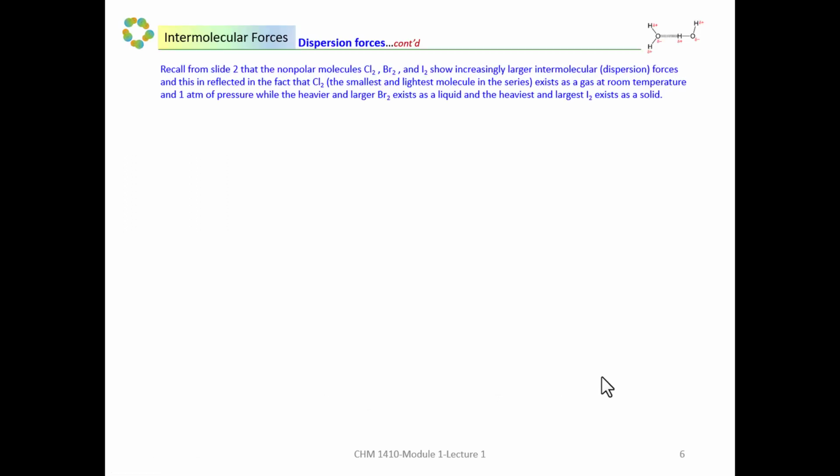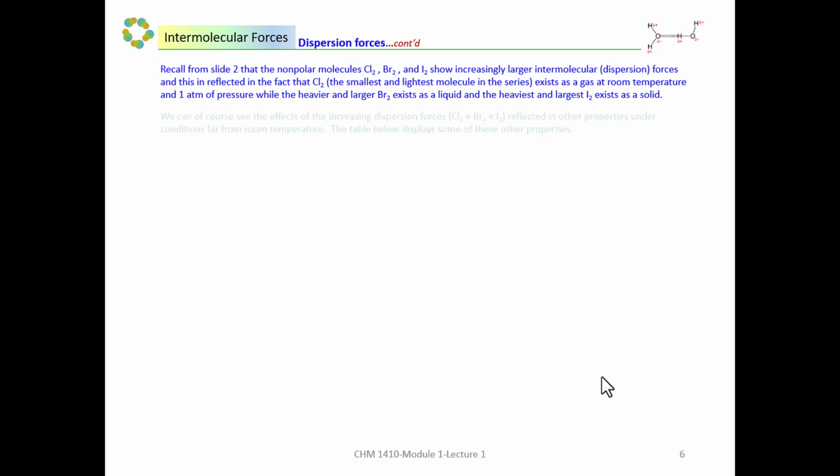Recall from slide 2 that those 3 nonpolar molecules, chlorine, bromine, iodine, show increasingly larger intermolecular or dispersion forces. This is reflected in the fact that chlorine, the smallest and lightest in the series, exists as a gas at room temperature in 1 atmosphere of pressure, while the heavier and larger bromine exists as a liquid, and the heaviest and largest iodine exists as a solid.